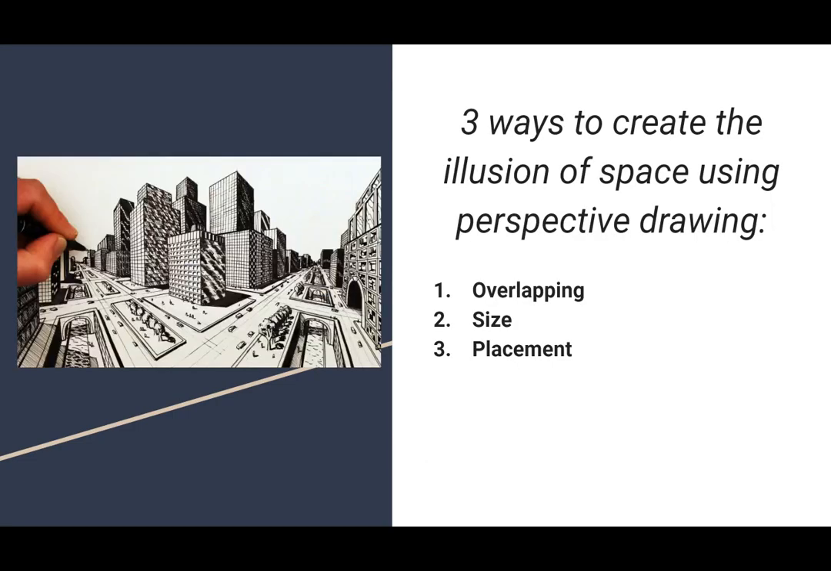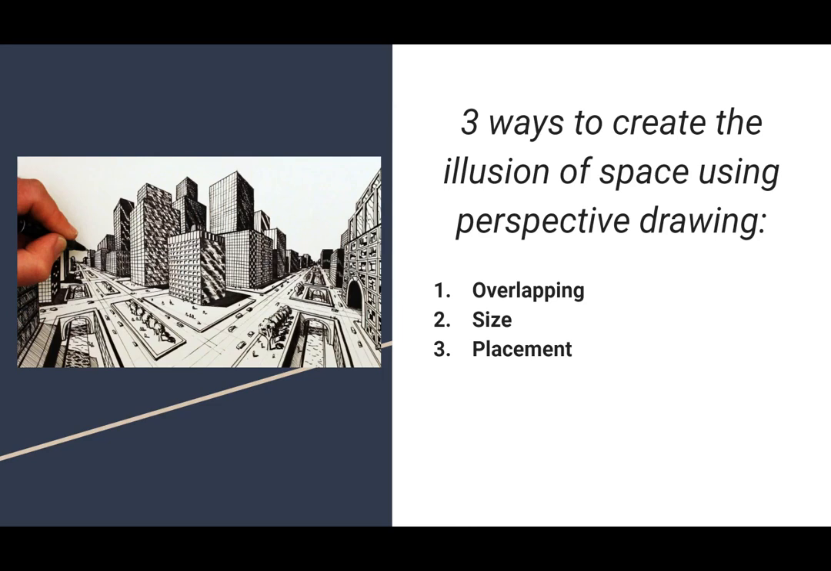There are three ways to create this illusion of space using perspective drawing. The first one is overlapping. When an artist overlaps objects, we can tell where they're positioned within the space. For example, look at the image to the left. There are buildings that are overlapping one another. Can you tell what building is closest to you, or which buildings are farthest away?